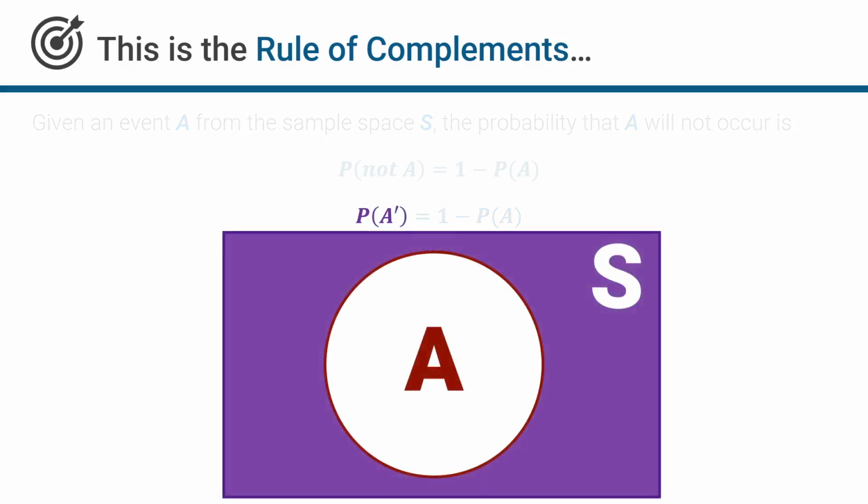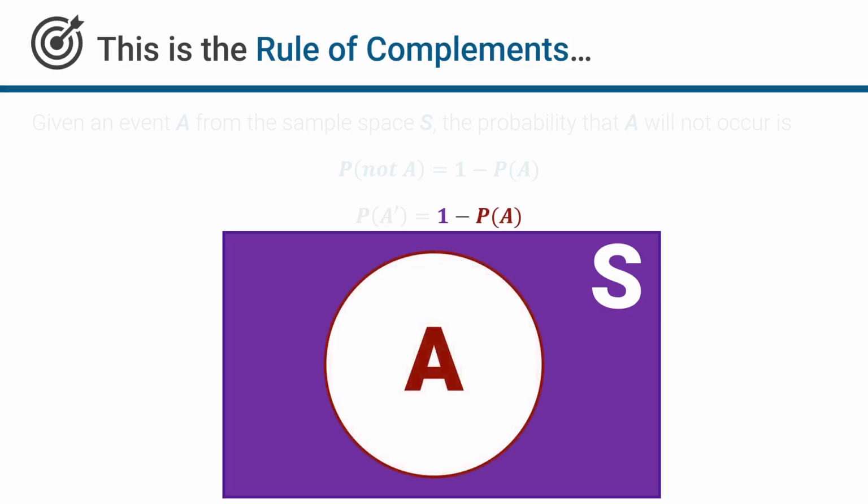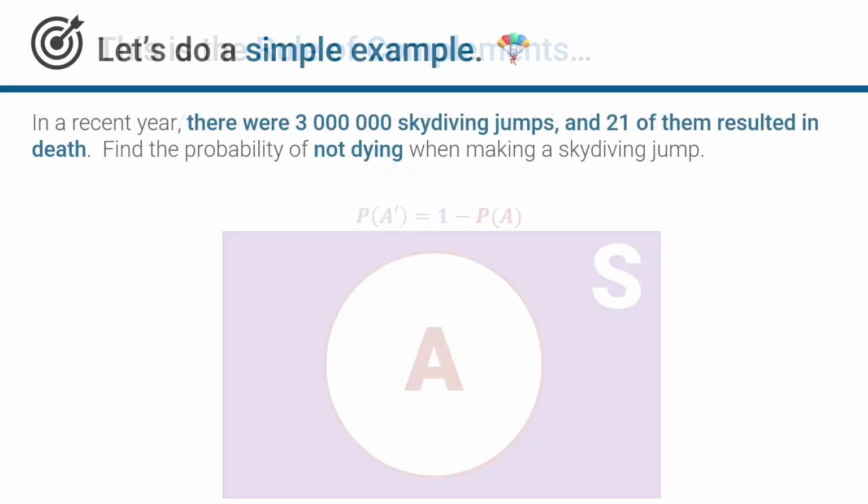In other words, if this is A, everything that is in the color violet is not A. So that is why the probability of not A is the violet, which is 1, the total probability, minus the probability of A.